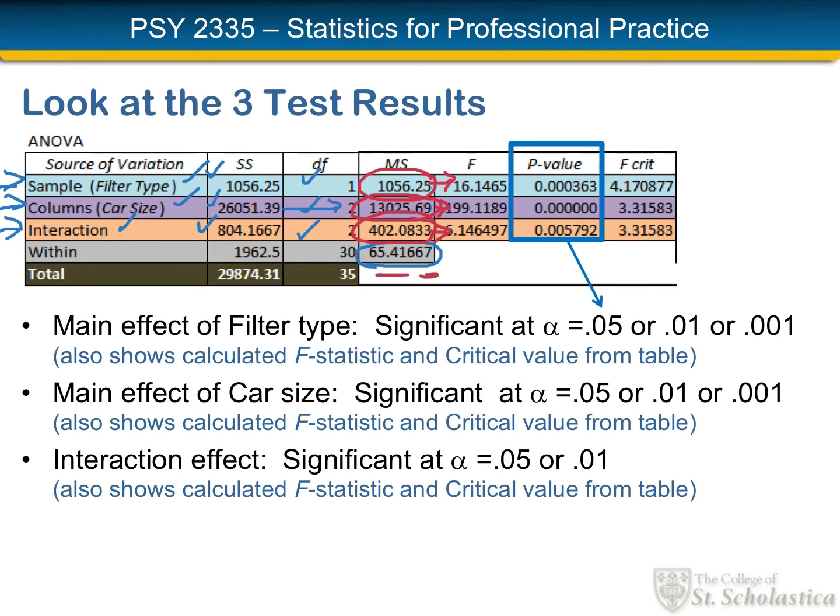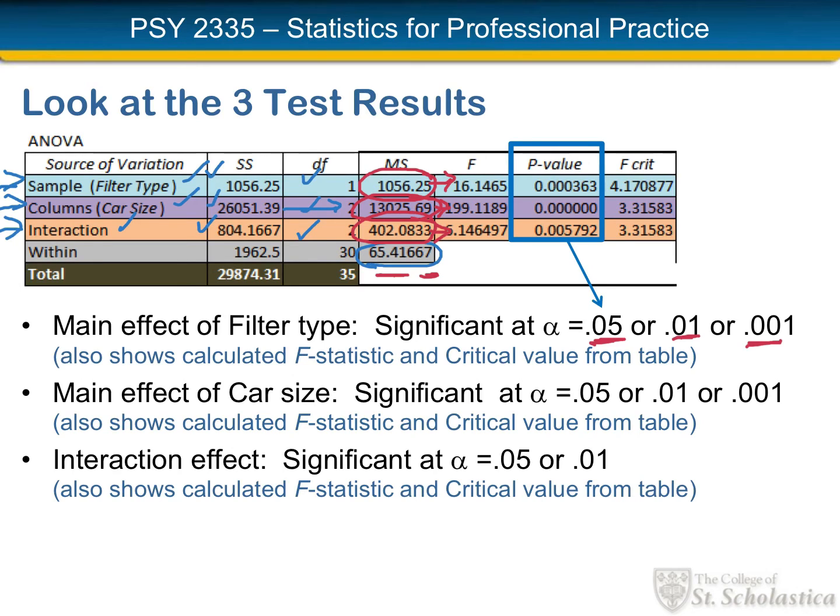I was planning to use an alpha of 0.05, but because I have the actual p-value, I have the possibility of also comparing to 0.01 or even 0.001. So when I look at the main effect of filter type, I have a p-value of 0.0003. That number is less than 0.05, which means that my result is significant.